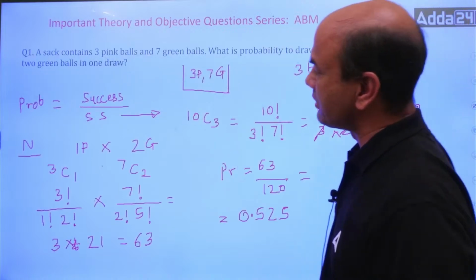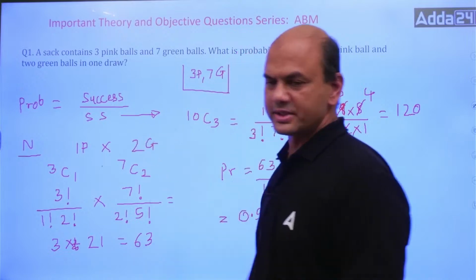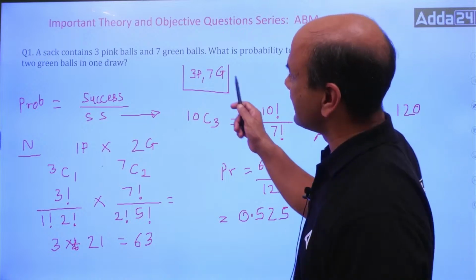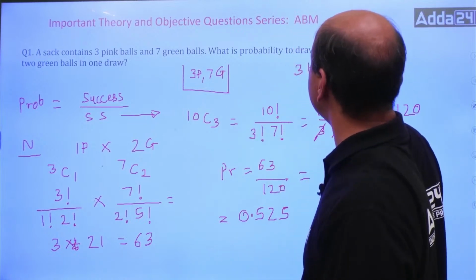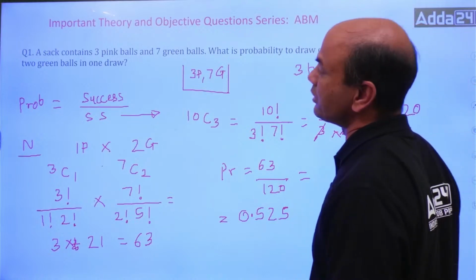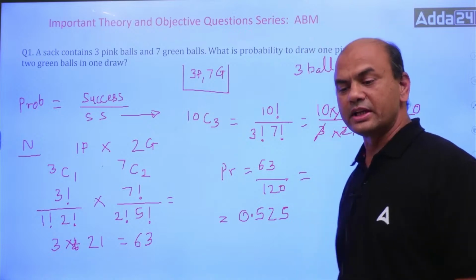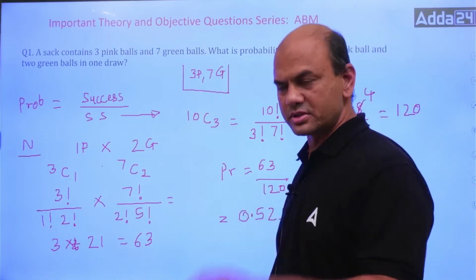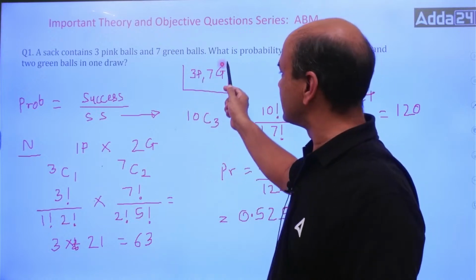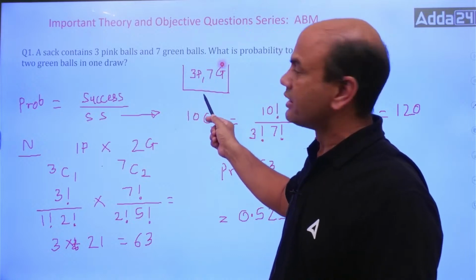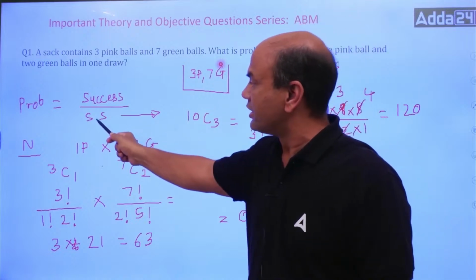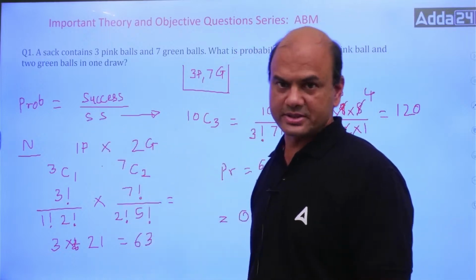So simple logic: probability equals success upon sample space. Now what is a sample space? Sample space is total 10. Out of them, what do I have to select? 1 pink and 2 green. When I say 1 pink and 2 green, it means 3 in total. So I have to select 3 balls out of 10 balls. See this, 3 pink and 7 green. These are the total. This is my sack or bag. These are the 3 pink balls, these are the 7 green balls. Out of them I have to select 3.